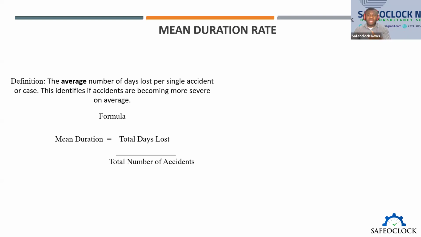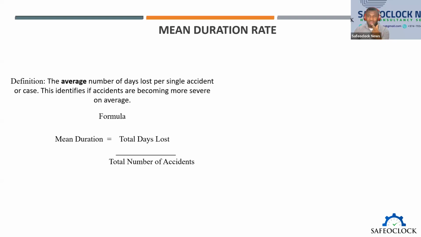So the mean duration rate will help us to get the total number of days that was lost because of that single accident. Okay, so the formula for the mean duration rate is total days lost divided by the number of accidents.